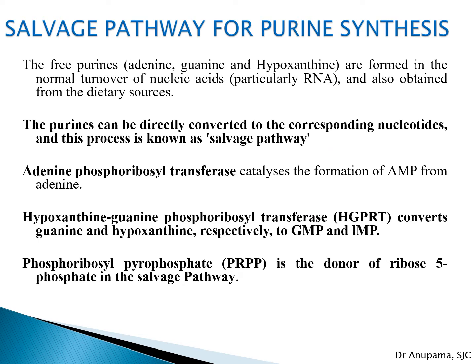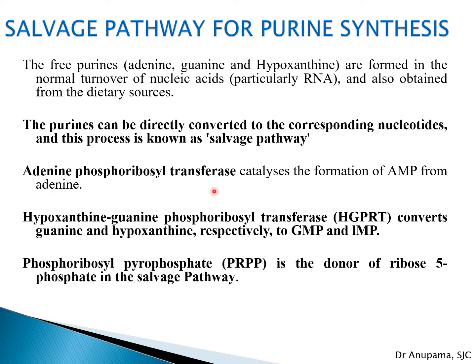Now let us talk about the salvage pathway for purine synthesis. The free purines like adenine, guanine and hypoxanthine are also formed during the normal turnover of nucleic acids, mainly the RNA, and these are also obtained from our dietary sources. So the purines can be directly converted to the corresponding nucleotides, and such a process we call the salvage pathway.